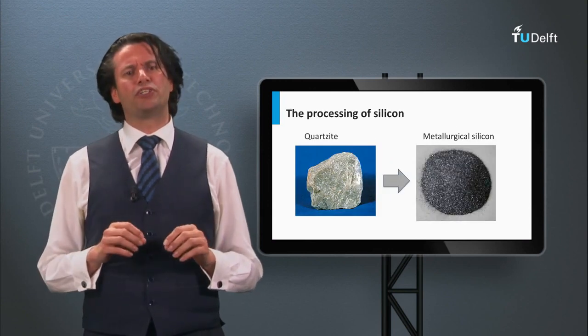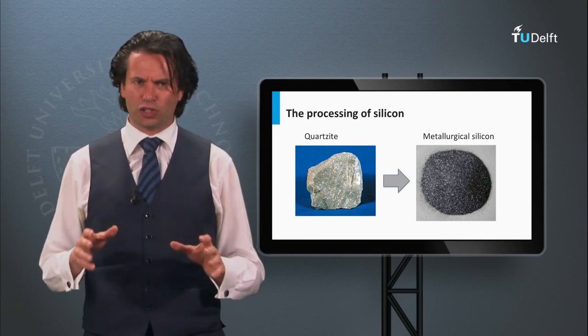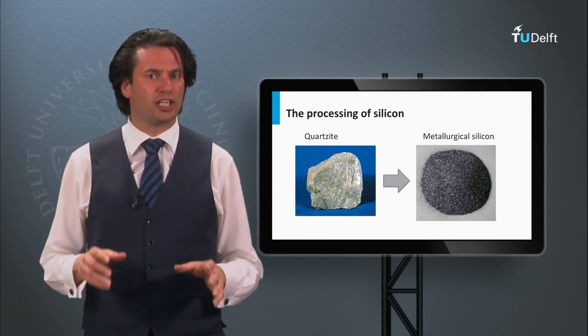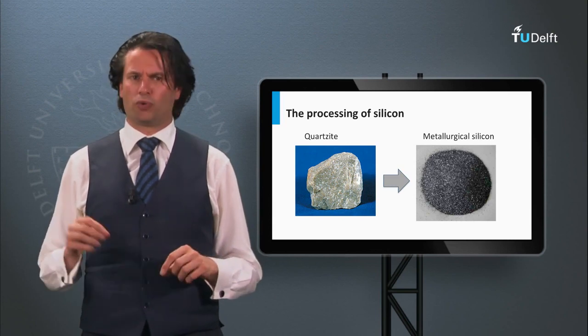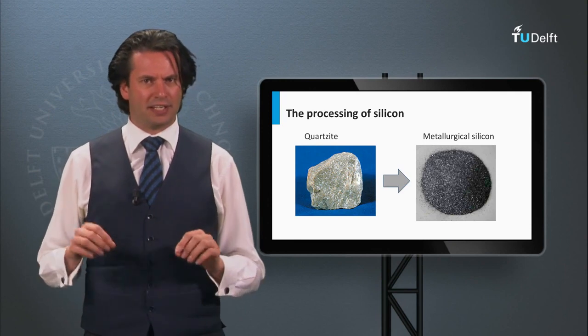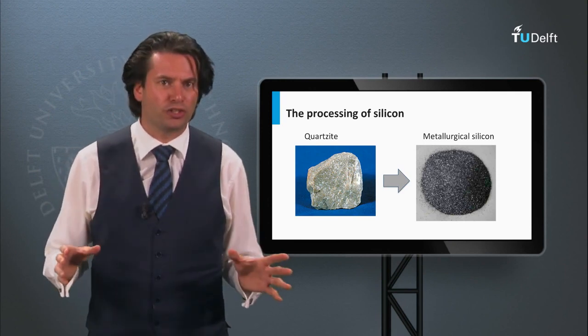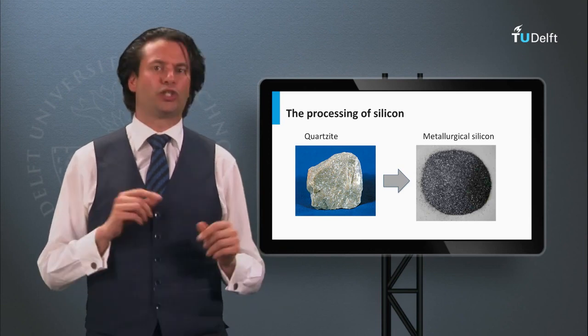The lowest quality of silicon is the so-called metallurgical silicon. The source material of making metallurgical silicon is quartzite. Quartzite is a rock of pure silicon oxide. In the next animation, the process of making metallurgical silicon out of quartzite is shown.